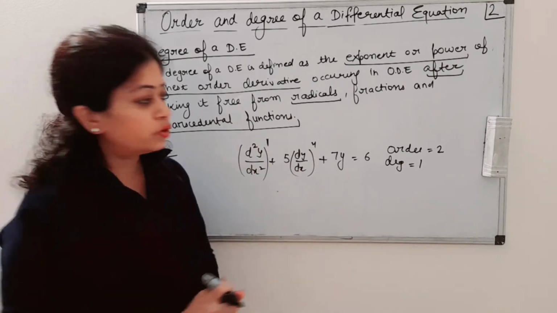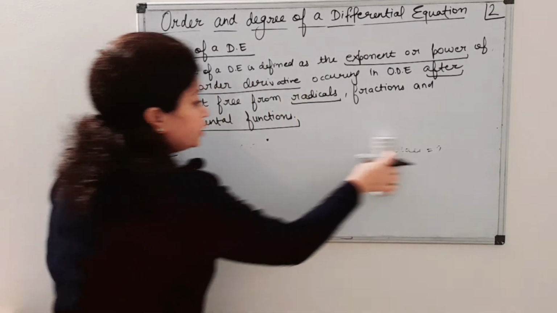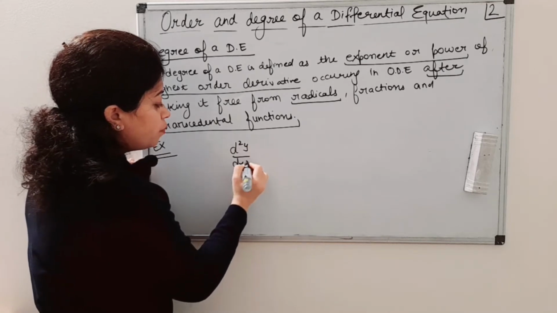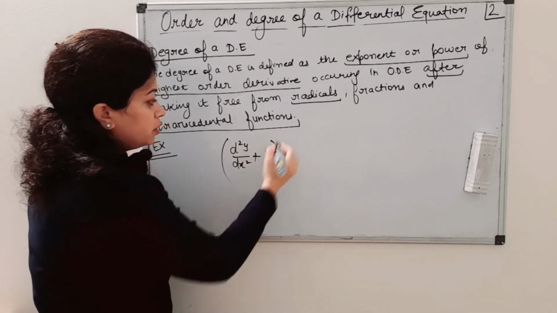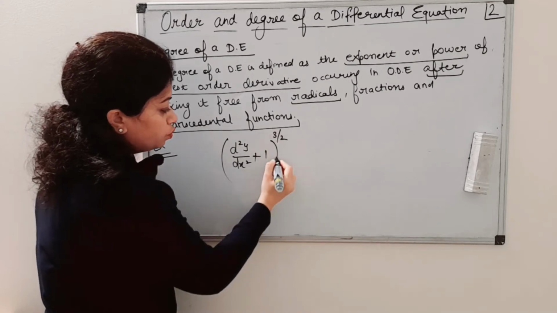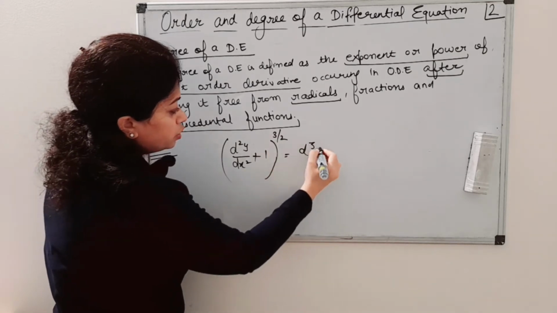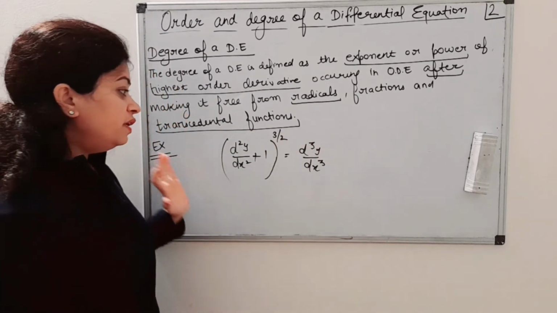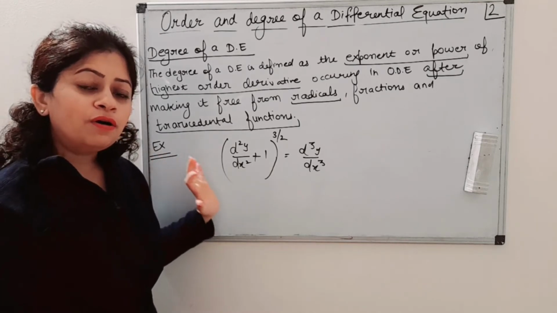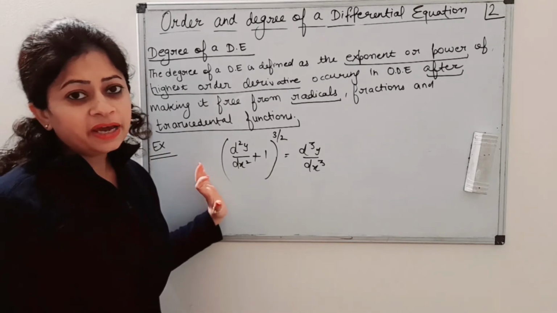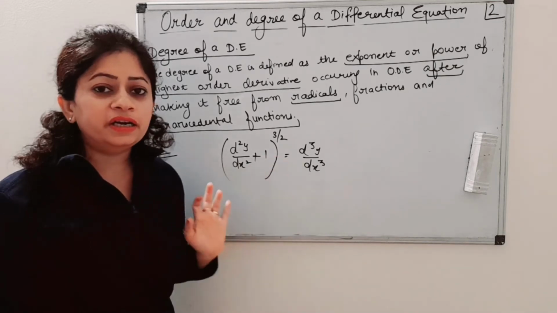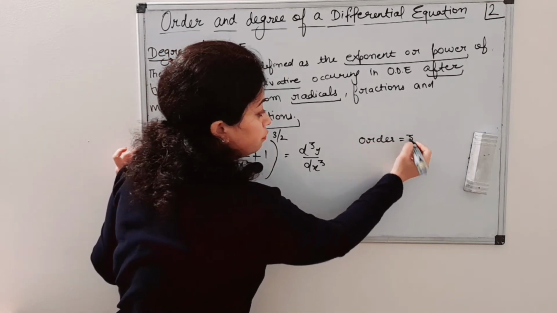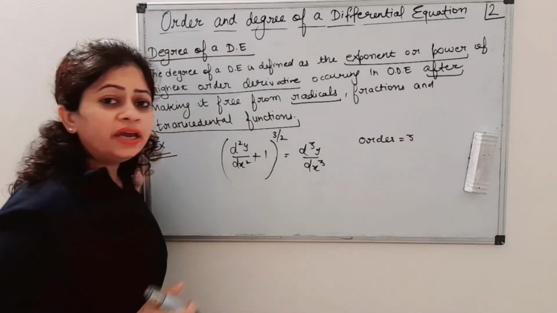differential equation. So for example, suppose we have d2y upon dx2 plus 1 raised to power 3 by 2 is equal to d cube y by dx cube. We need to check the order and degree of this differential equation. We have studied that the highest order derivative it contains is the order. So we will say the order is 3, because the highest order derivative is 3 here.